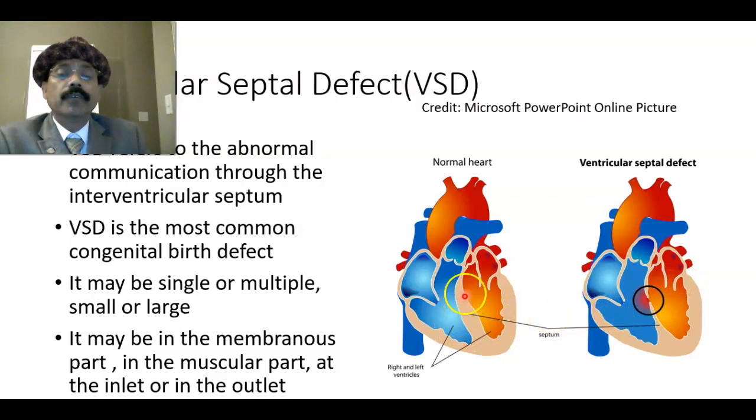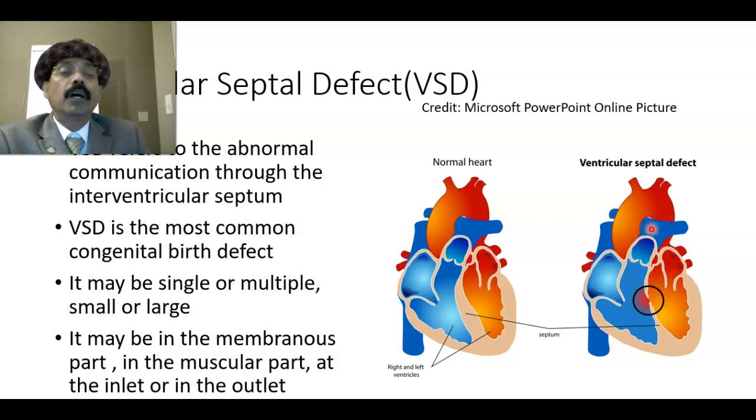In case of ventricular septal defect, there is a defect maybe in the membranous part, maybe in the muscular part, maybe one defect, maybe multiple defects, maybe a small defect, maybe a large defect. What will happen? Pressure on the left side is always higher than that of the right side. So if there is a gap here, blood from the left ventricle will go to the right ventricle through the gap, and the lung will be congested.